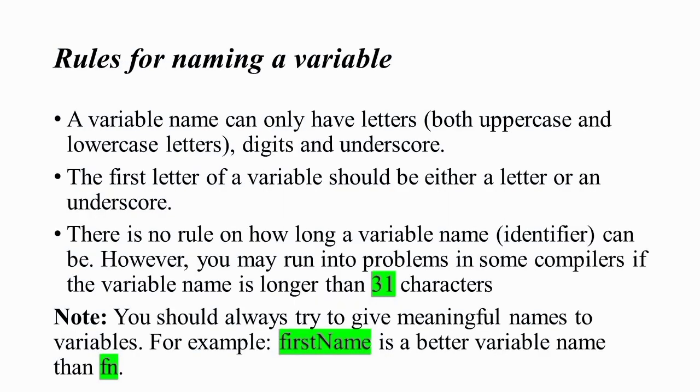Rules for naming a variable. A variable name can only have letters, digits and underscore. The letters may be both uppercase and lowercase letters. The second rule for naming a variable: the first letter of a variable should be either a letter or an underscore. The third rule: there is no rule on how long a variable name or identifier can be. However, you may run into problems in some compilers if the variable name is longer than 31 characters.